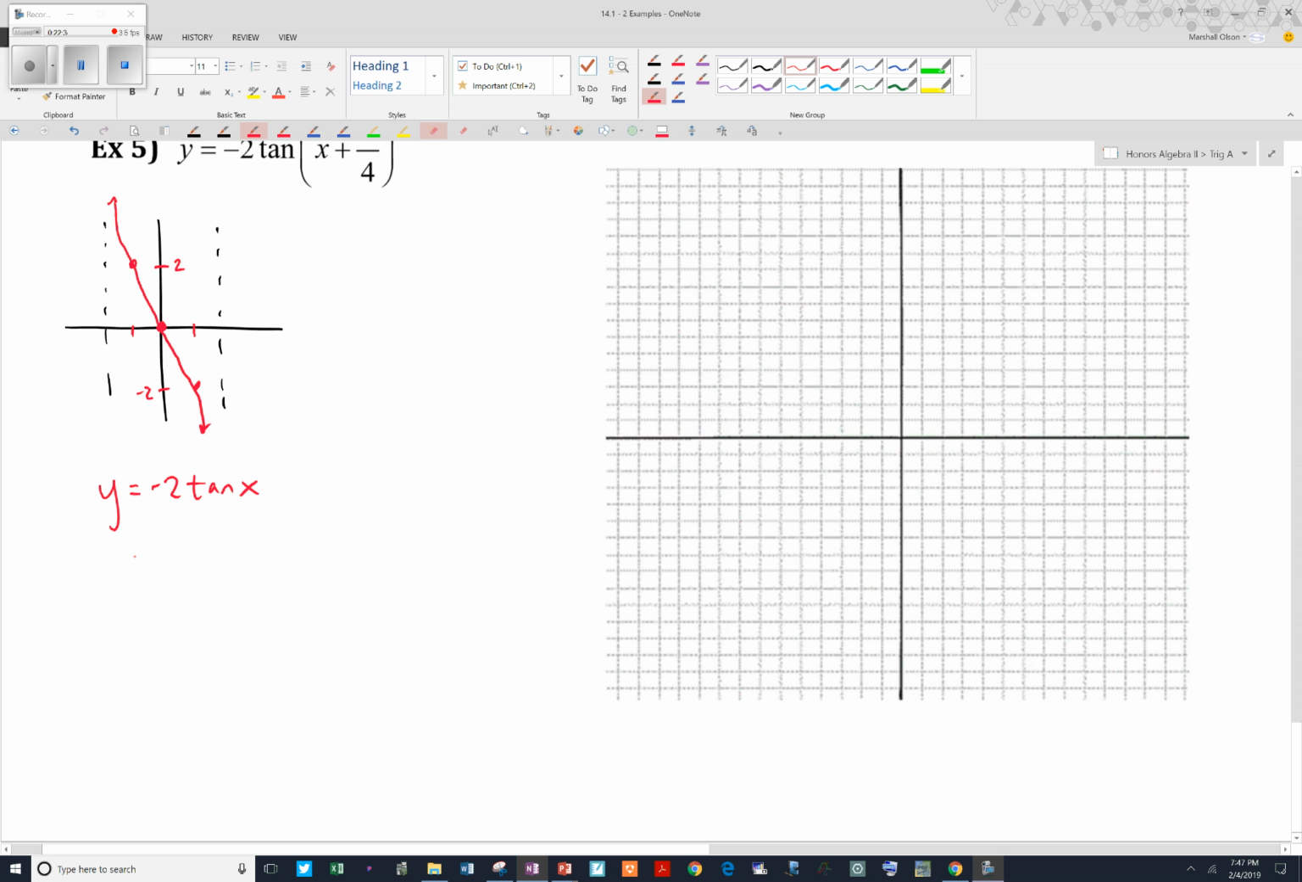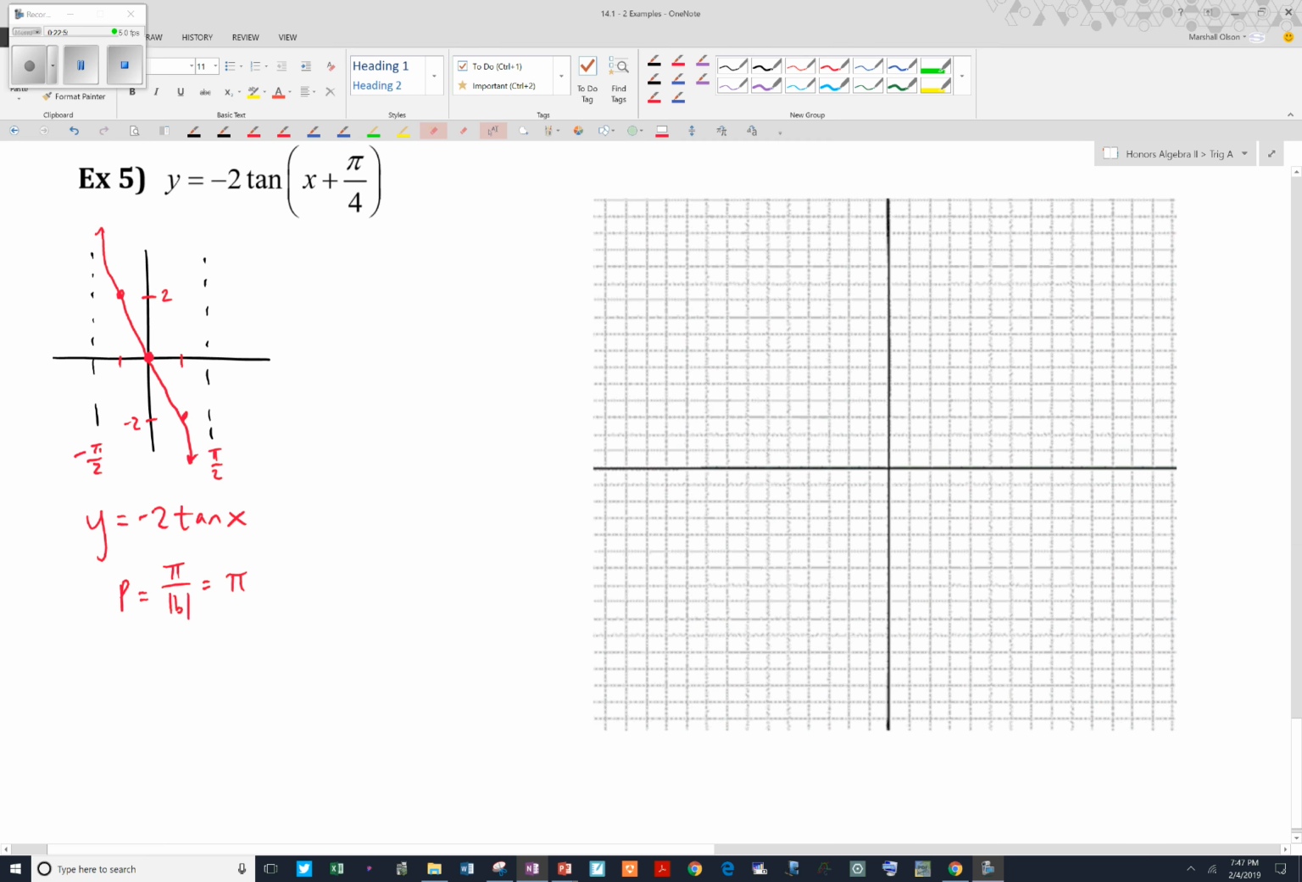So the period of this function, remember the period of the tangent graph is pi over the absolute value of b. Well, b in this problem is 1 again. So we simply have a period of pi, which means that these asymptotes are at pi over 2 and negative pi over 2, because then the distance between them would be your period, which is pi.